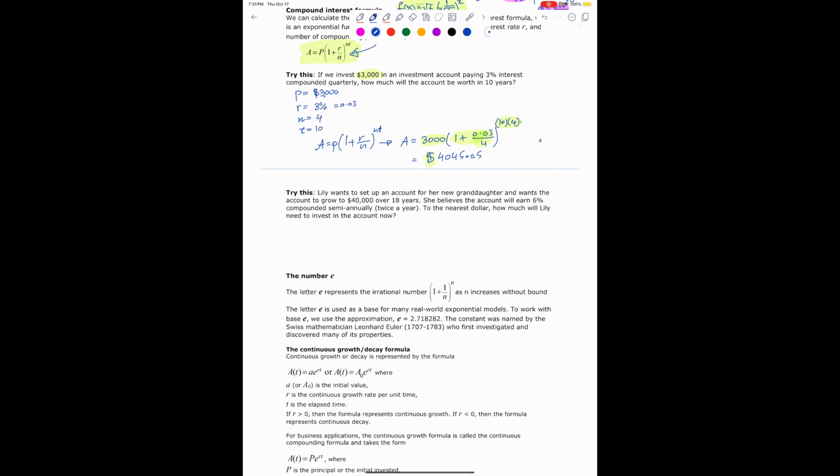What we have here is the future amount after 18 years, so A equals $40,000. We have the interest rate R, which is 6%. We have N, the number of times compounded, which is twice a year. And we have the years, which is 18 years. So that's what we have, and we're looking for the principal P.